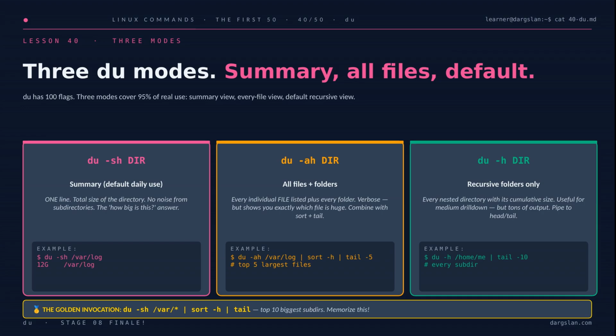-ah goes the other way. Every single file plus every folder, perfect when you need to pinpoint one fat log file hiding somewhere deep. And plain -h sits in the middle, every nested directory with its cumulative size. Memorize the golden invocation at the bottom: du -sh /var/*, pipe through sort -h, pipe to tail, top 10 biggest subdirs every time.